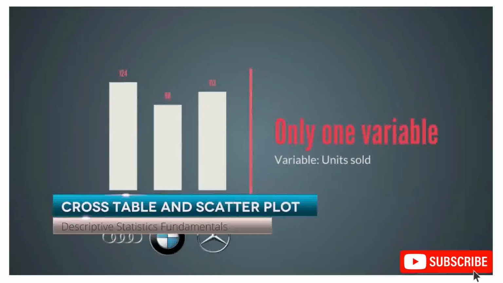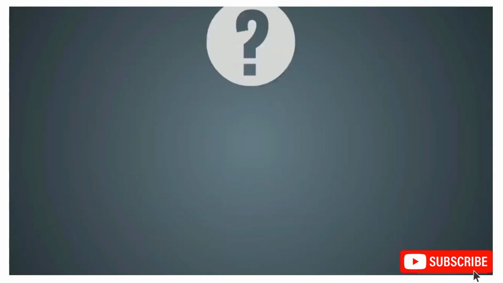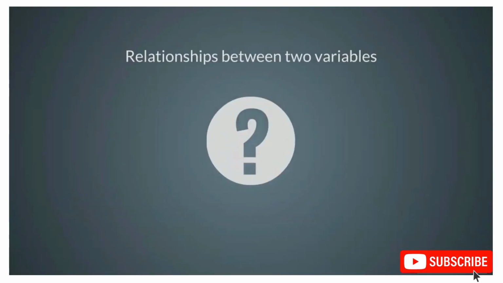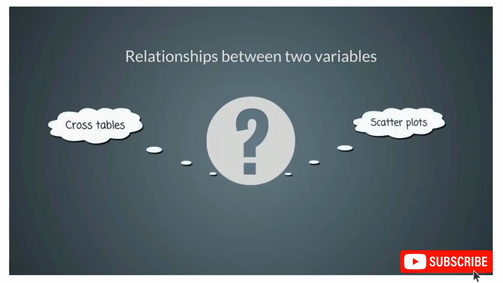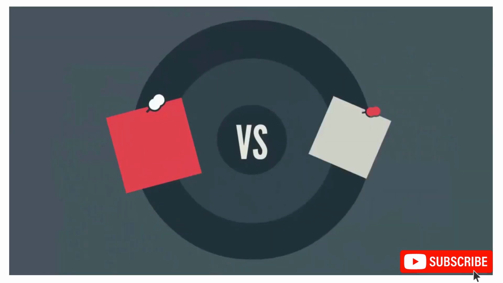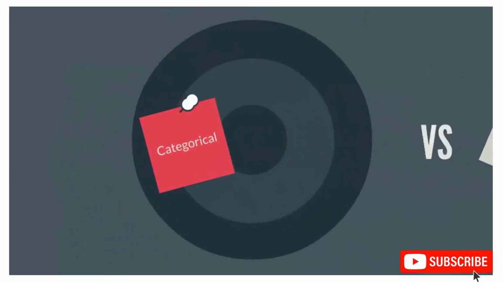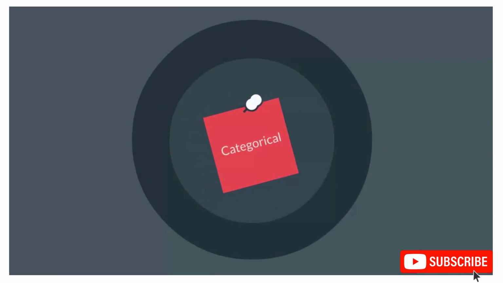So far, we covered graphs that represent only one variable. But how do we represent relationships between two variables? In this video, we'll explore cross tables and scatter plots. Once again, we have a division between categorical and numerical variables. Let's start with categorical variables.